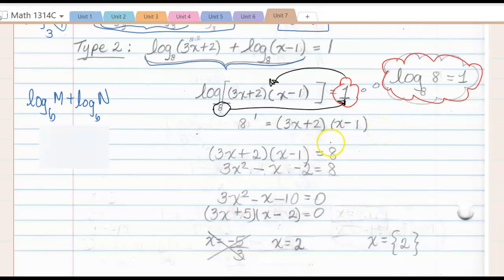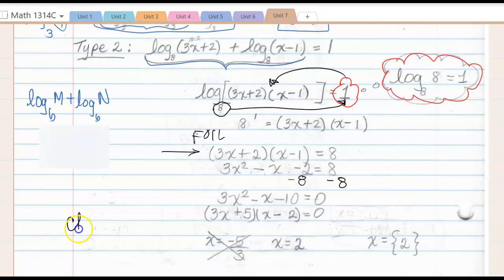Now we need to rewrite it so that it looks something familiar to you. We're going to do FOIL because we're multiplying 3x plus 2 times x minus 1. That's how we get 3x squared minus x minus 2, and that's equal to 8. Then because it's quadratic, we're going to set it equal to 0, so I'm going to subtract 8 from both sides. And that's how we have 3x squared minus x minus 10 is equal to 0. We're going to factor and set each of those factors equal to 0. That's how we find x is equal to negative 5 over 3, and we find x is equal to 2.